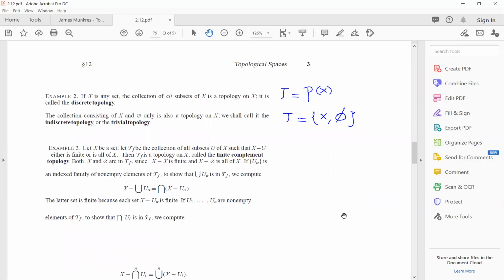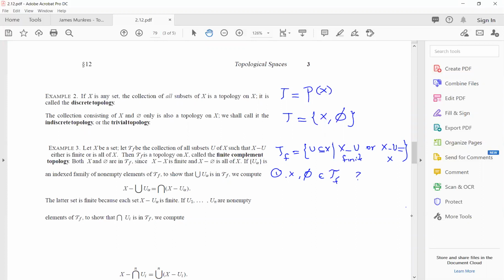Example 3. Now consider this collection of subsets of X, tau sub F, which is the set of all subsets U of X such that the complement of U is finite or the complement of U is equal to X itself. We want to show that this collection is actually a topological space on X. Let's check the first condition. Do we see X and empty set as members of tau sub F?